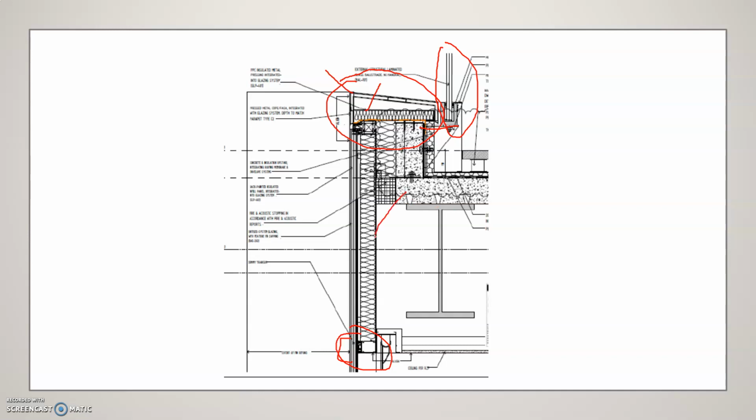Again, here we go, the UB section of universal beam, and this is the structural element, and this is supporting the floor slab.